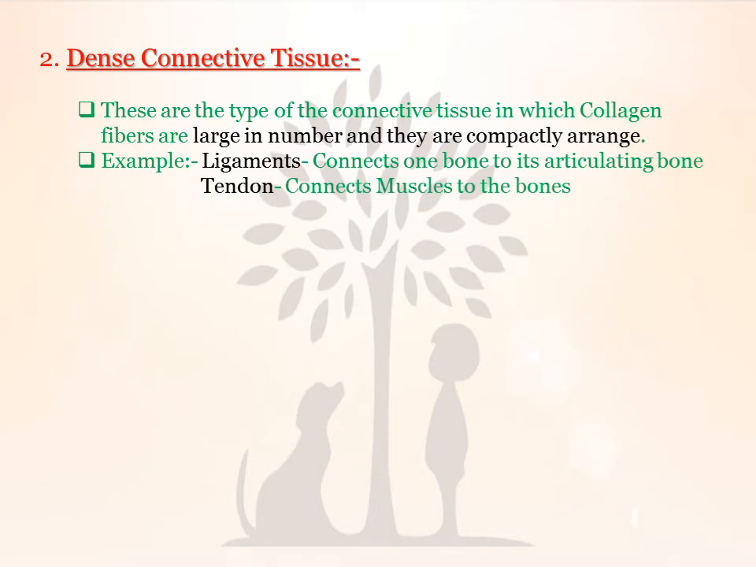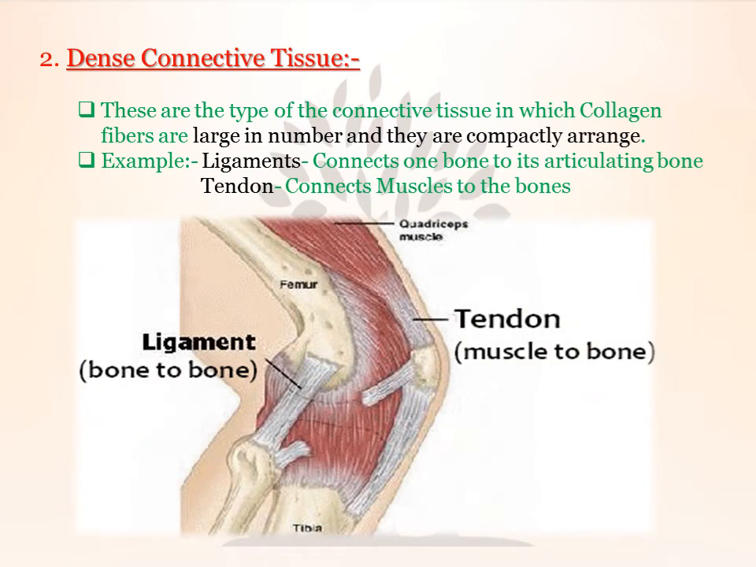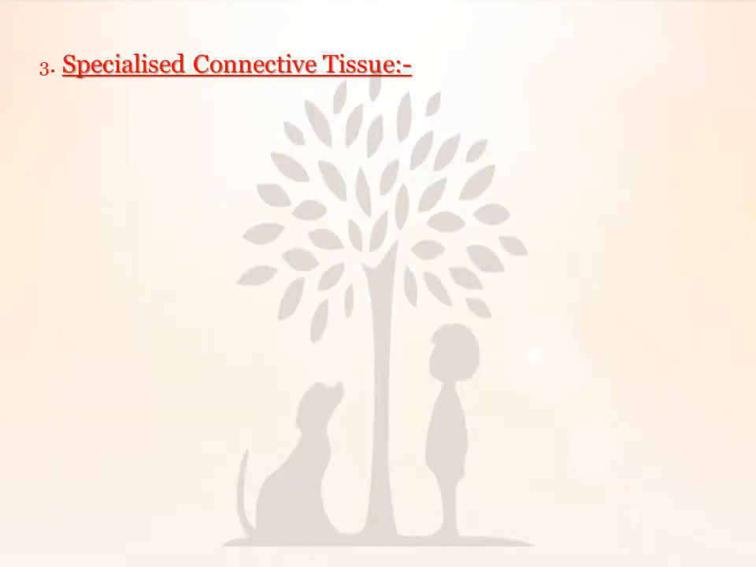Tendon is another type of dense connective tissue which connects muscles to the bones. This is the diagram, that is ligament connects bone to bone and the tendon connects muscles to bone.